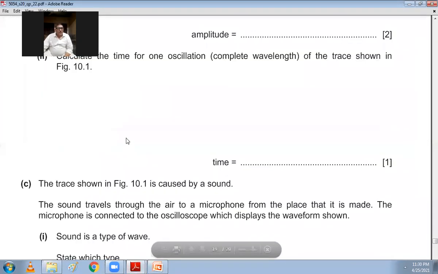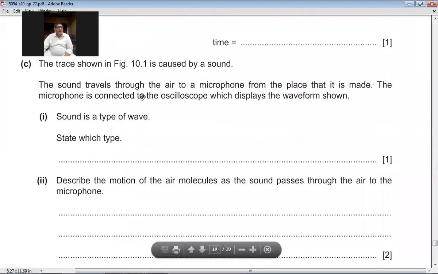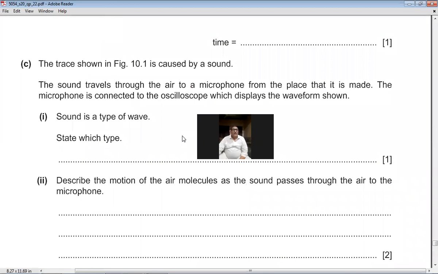Okay, so let's go back to the question. And here we go. The trace shown in Figure 10.1 is caused by a sound. The sound travels through the air to a microphone from the place that it is made. The microphone is connected to the oscilloscope, which displays the waveform shown.